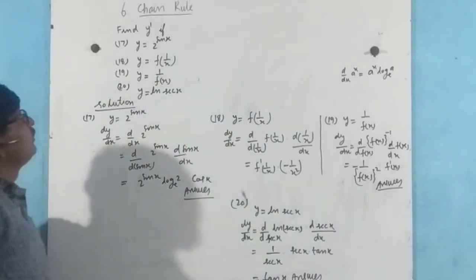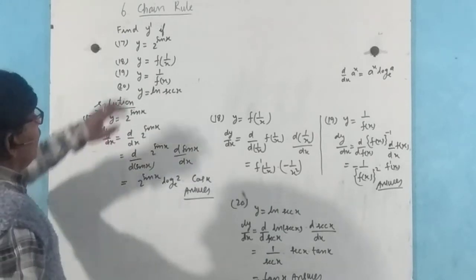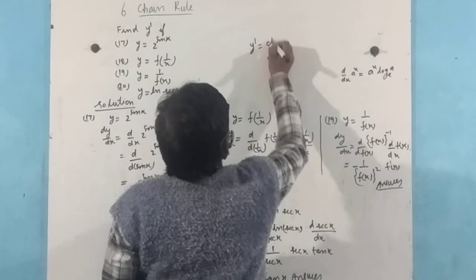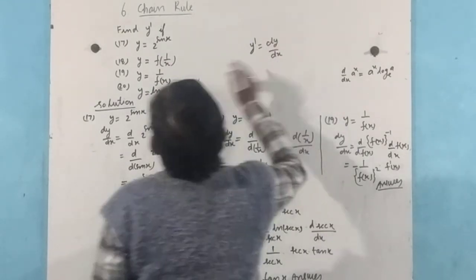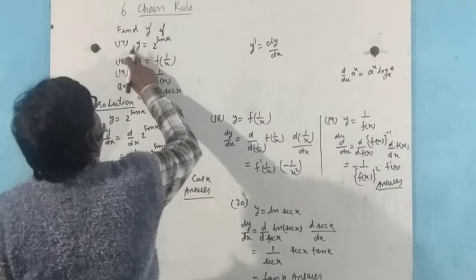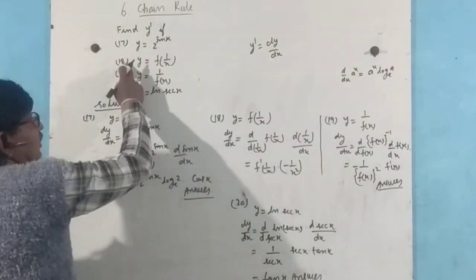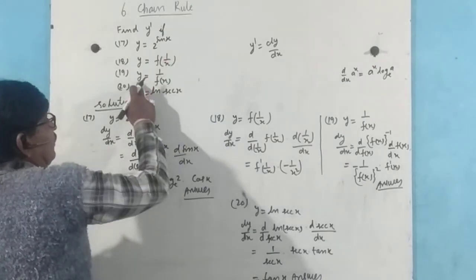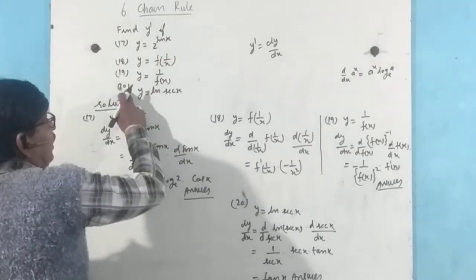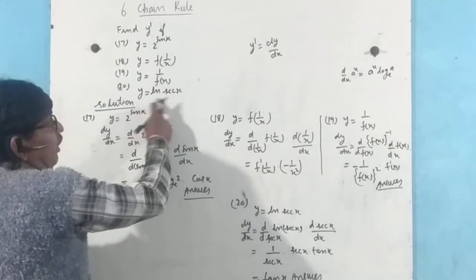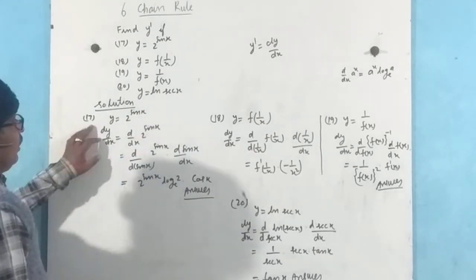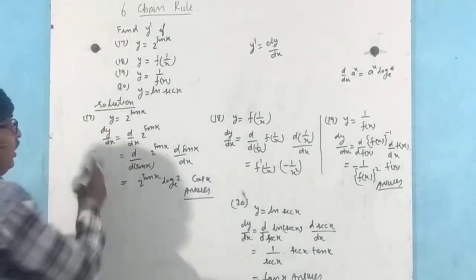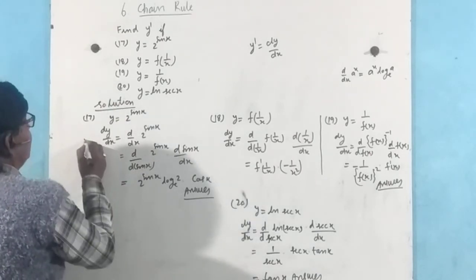Now here, find y dash. y dash means dy by dx. 17, y equal to 2 to the power sin x; 18, y equal to f of 1 by x; 19, y equal to 1 by f x; and 20, y equal to log sec x. Here, now 17, y equal to 2 to the power sin x, and we have to find y dash.